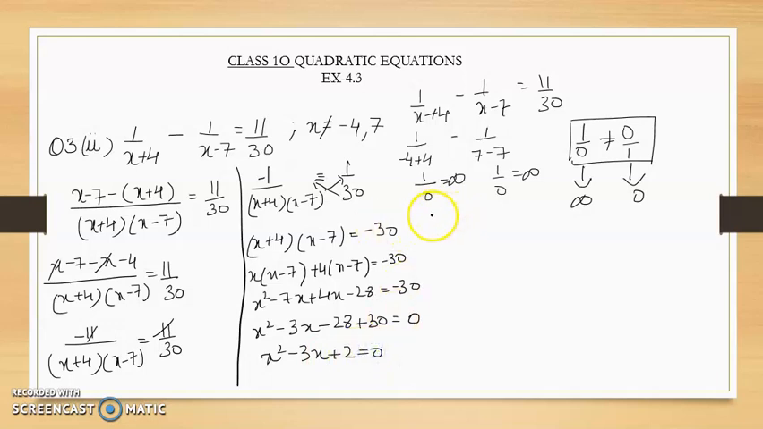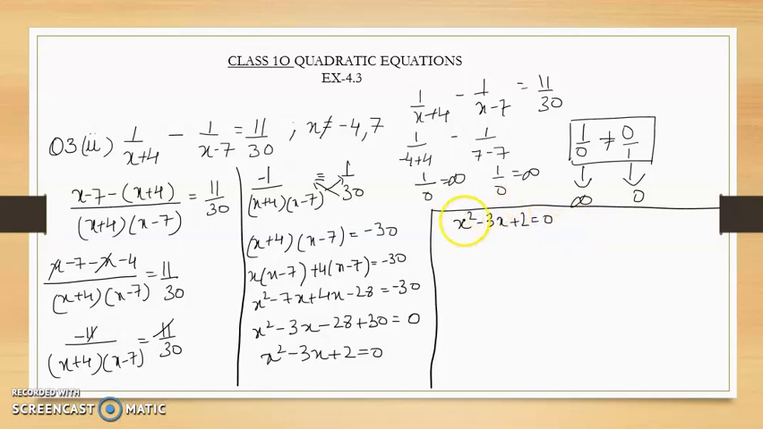Now this is the quadratic equation which we have got. Now we have to simply solve. Try and solve by splitting the terms, by factorization. If not, then you can use the quadratic formula, whichever you find comfortable. So x square minus 3x plus 2 is equal to 0.